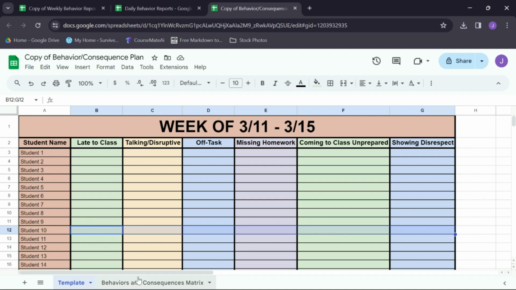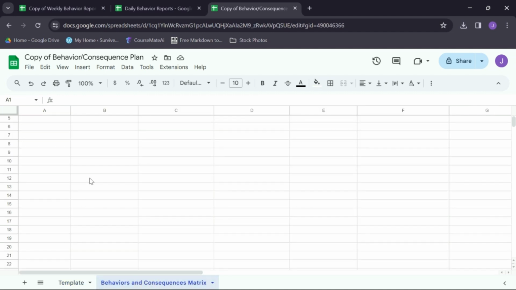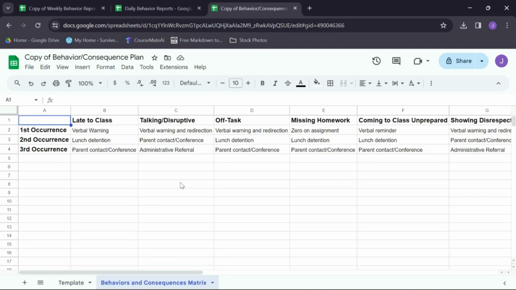Okay, and the reason that's important is because this is what's going to tell you what kind of consequence you're going to dole out. So if the student came in unprepared and it's their first occurrence, they're going to get a verbal reminder. On their second occurrence, they're going to get a lunch detention.